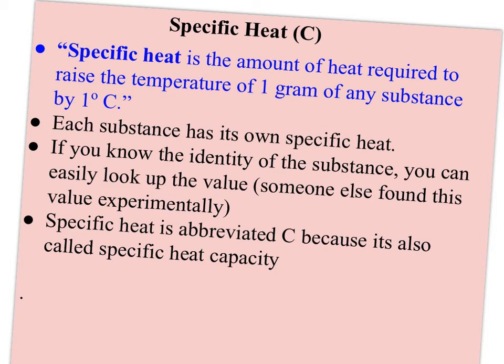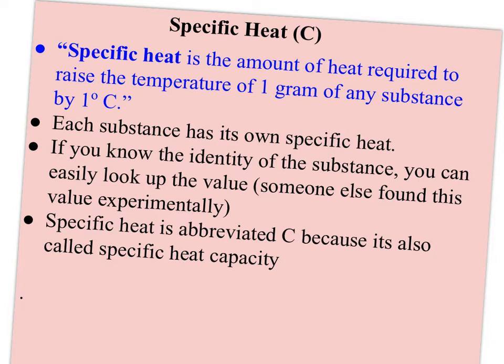Welcome. This video is going to talk about the concept of specific heat. Specific heat is defined as the amount of heat required to raise the temperature of 1 gram of any substance by 1 degree Celsius. So this means each substance has its own specific heat value.